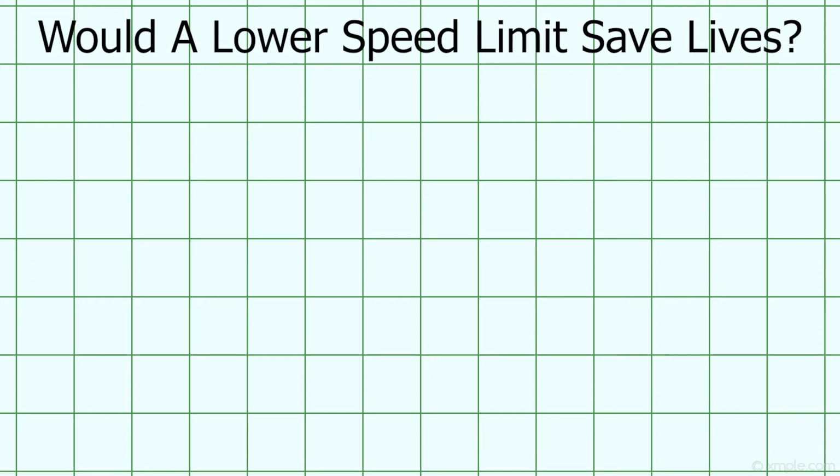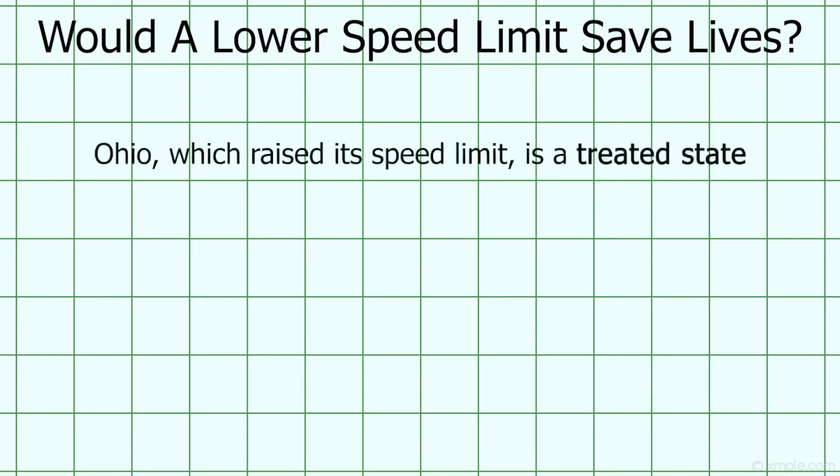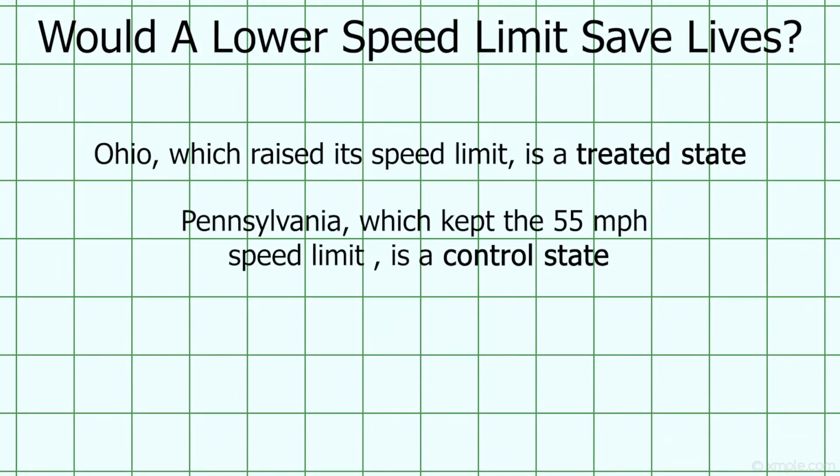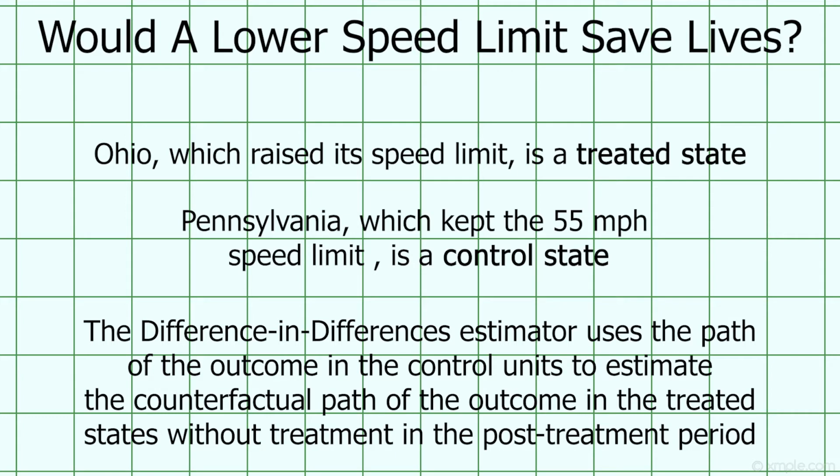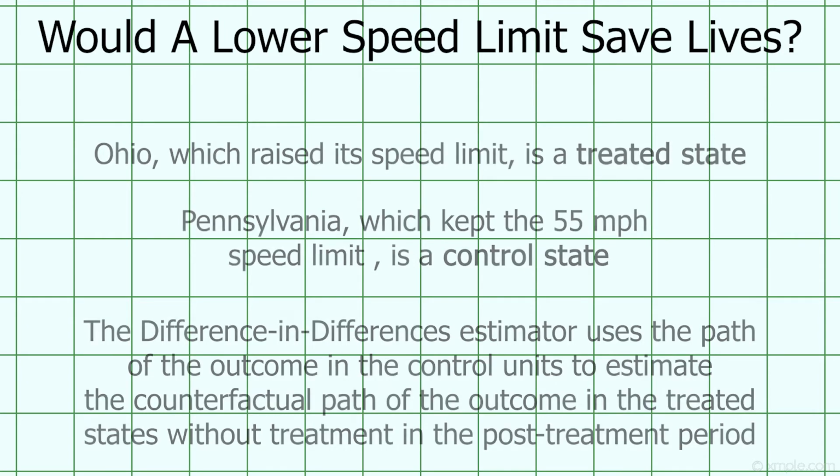To introduce some terminology, we'd call Ohio the treated state and Pennsylvania the control state. To find the difference in differences estimator, we use the control group to approximate the counterfactual path of fatalities in Ohio had they not increased their speed limit.